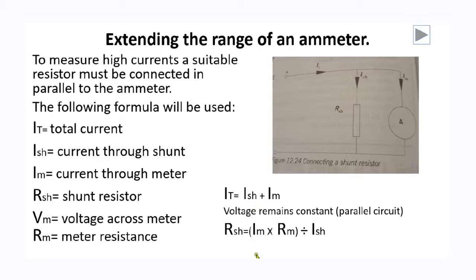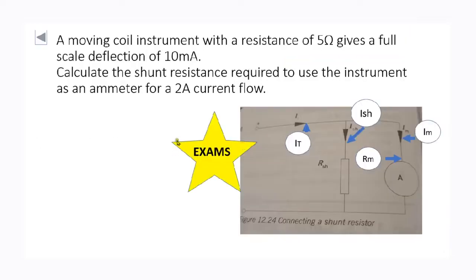Our main formula, however, is RSH is equal to IM times RM divided by ISH. And you will find this formula on your exam formula sheet. Let's go and see a typical question that comes up in your exam. Okay, so here's our typical question.